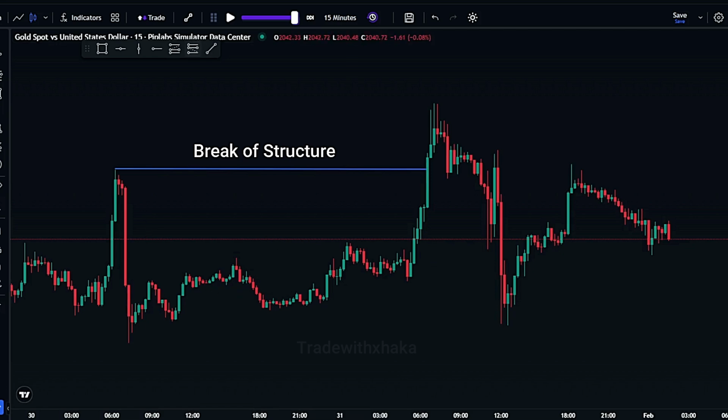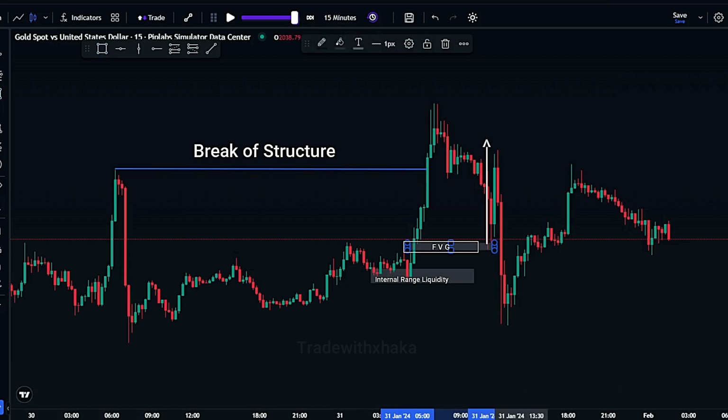This is a valid pullback. You see, we have this pullback here. This internal range fair value gap you spot here is internal range liquidity as well. You can see the reaction. Some people use it as their entry, but it's another liquidity because they are likely to be stopped out, and you see what happened there. Where is our external range liquidity?